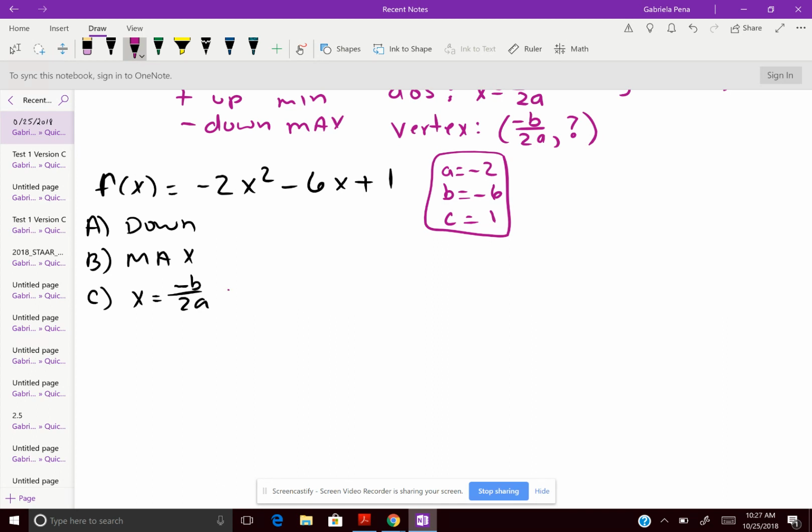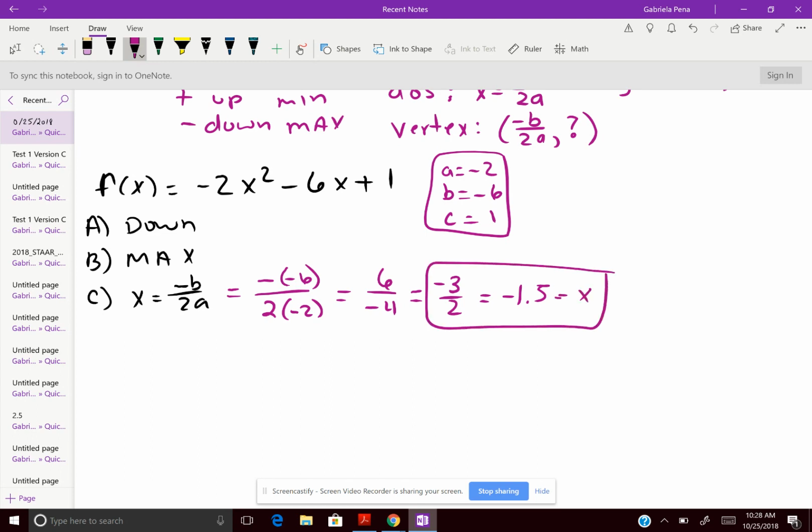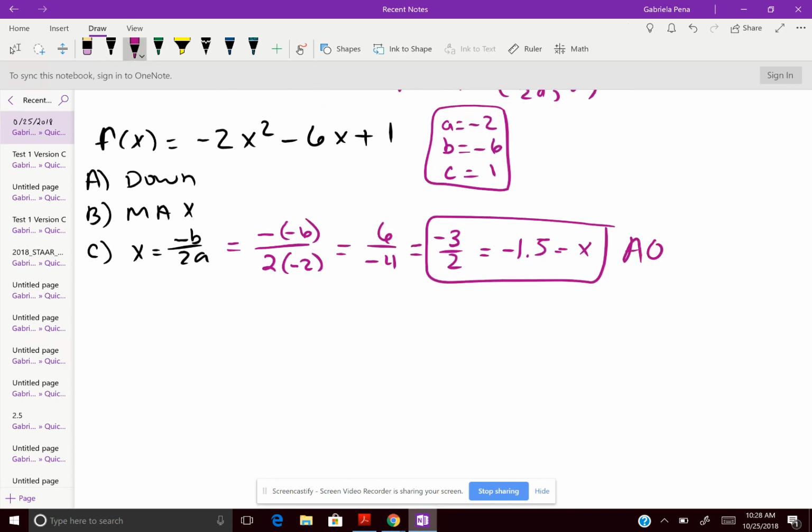So when I come to look for my axis of symmetry, it's going to be negative b, which you said b was a what? -6, over 2 times a, which we said was a -2. So this becomes a +6 over a -4, which reduces to -3 over 2, or we could even say it's -1.5. I don't know if you want to keep it as a fraction or a decimal, depending on what your answers look like, but I need for you to know those are the same. Now, this was your AOS. Do you agree?